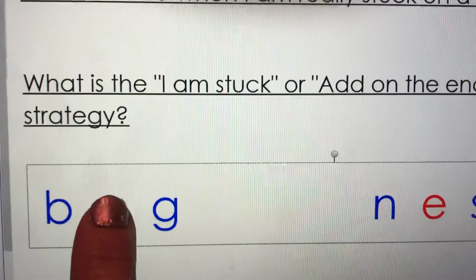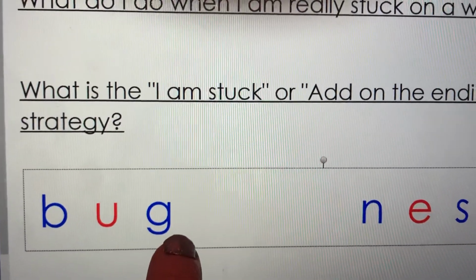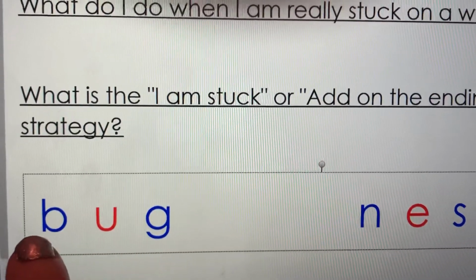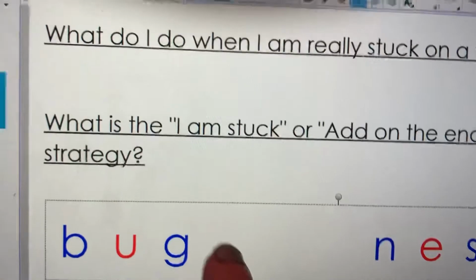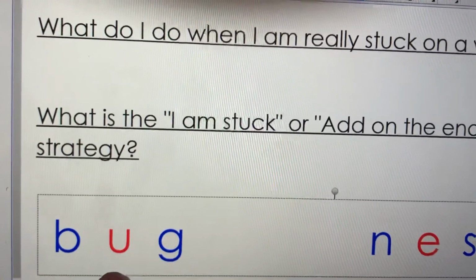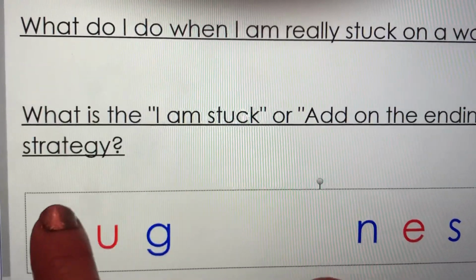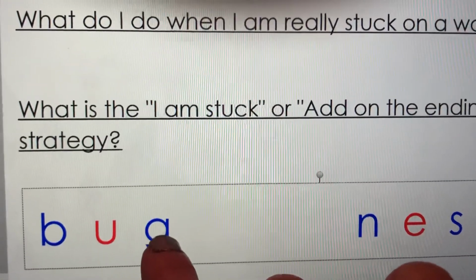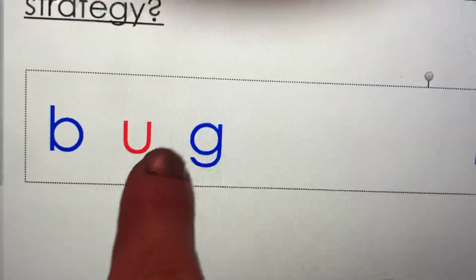B, A, G. But let's pretend like I don't know what that is. B-A-G. I go back and tap again a little faster. B-A-G, B-A-G, B-A-G. And then when I think I'm ready to blend it, I go to blend it, but I say, ugh. Did you notice my mistake? Watch again. Oops.